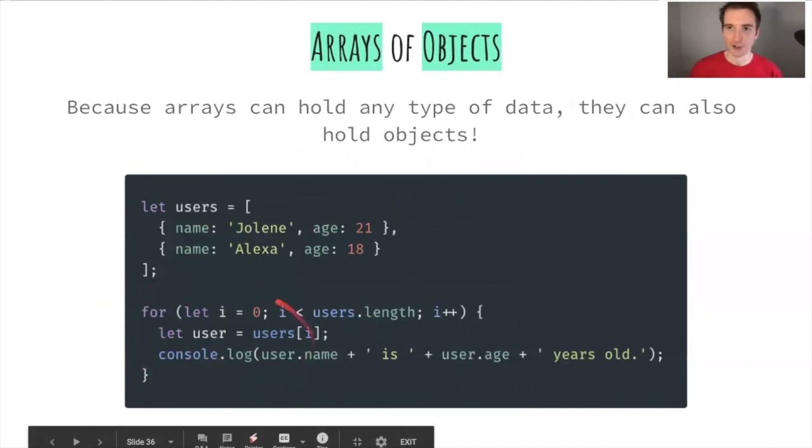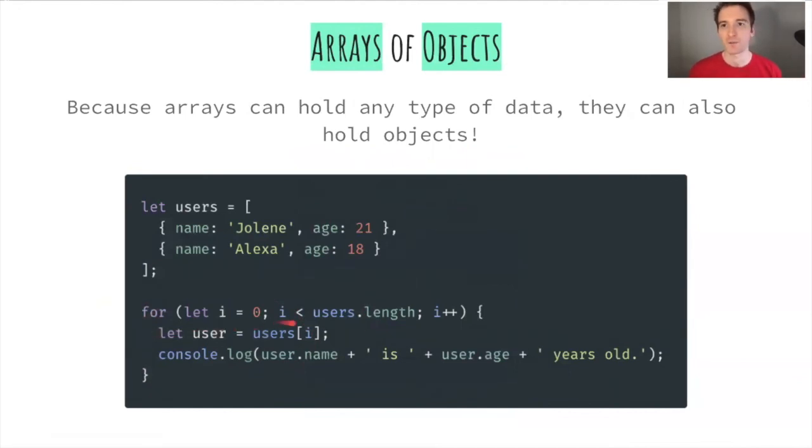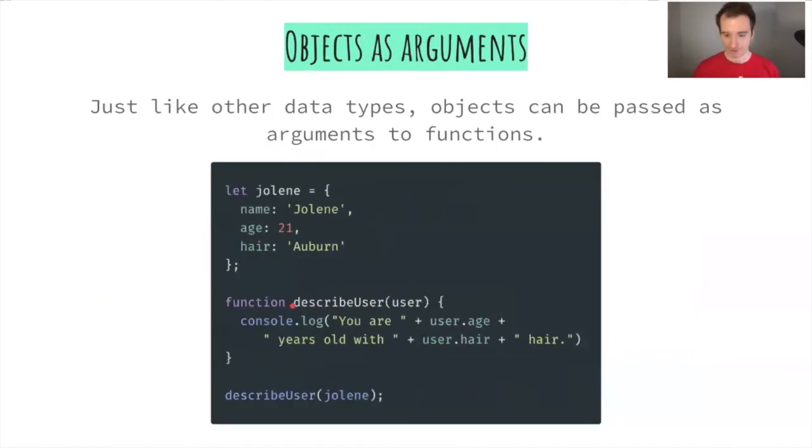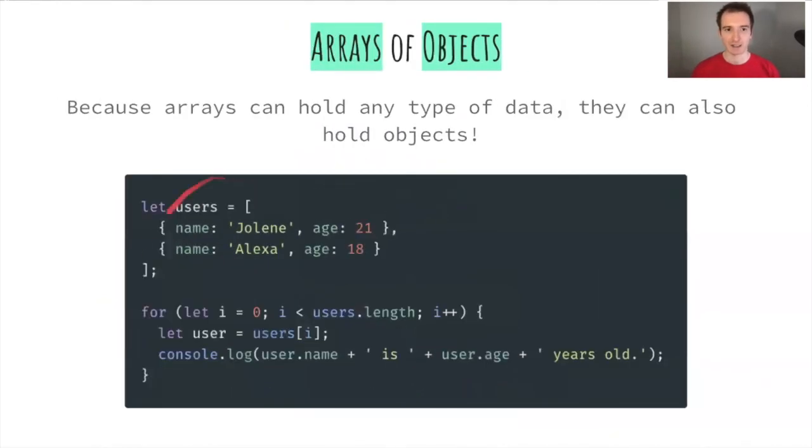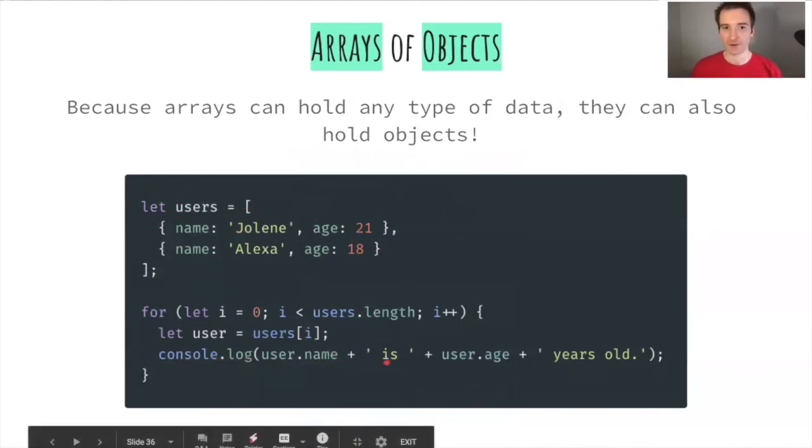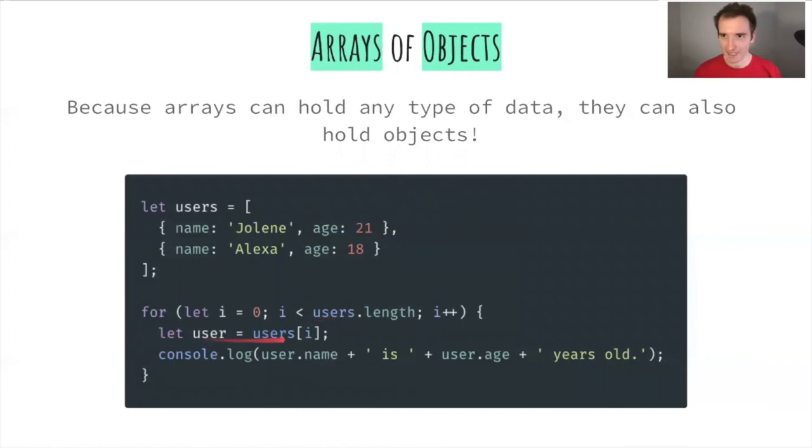So we're using this trick with this for loop that we were talking about a few slides ago, where we're iterating over this list of users, over this array of users. And for each one of these users, we're logging out, okay, this user's name is, the user's name is whatever the user's age is, years old. So first example, I'll just go through the first item here. i starts off at 0. So 0 is less than 2.